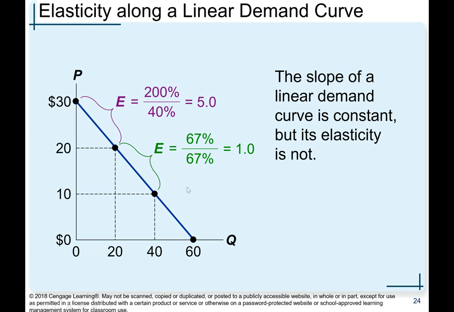At the lower end of the demand curve, the percentage change in quantity, with price changing from 0 to 10 and quantity changing from 40 to 60, is 40% divided by 200%, which is equal to 0.2. So at the upper end of the demand curve, demand is elastic. In the middle somewhere, demand is unit elastic. And at the lower end of the demand curve, demand is inelastic.